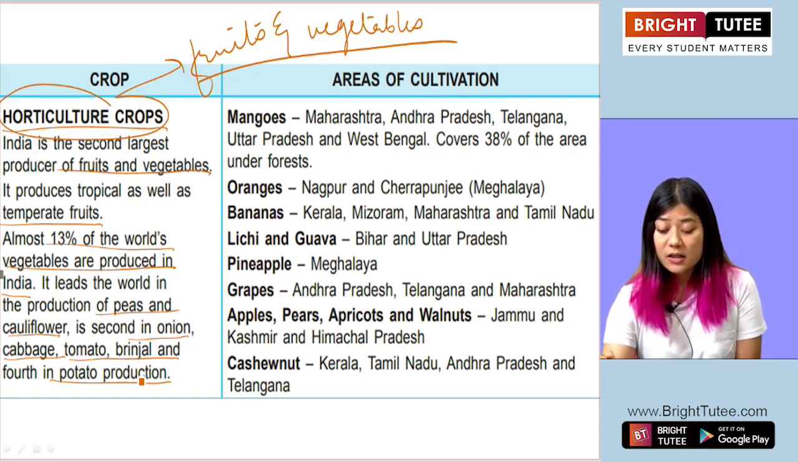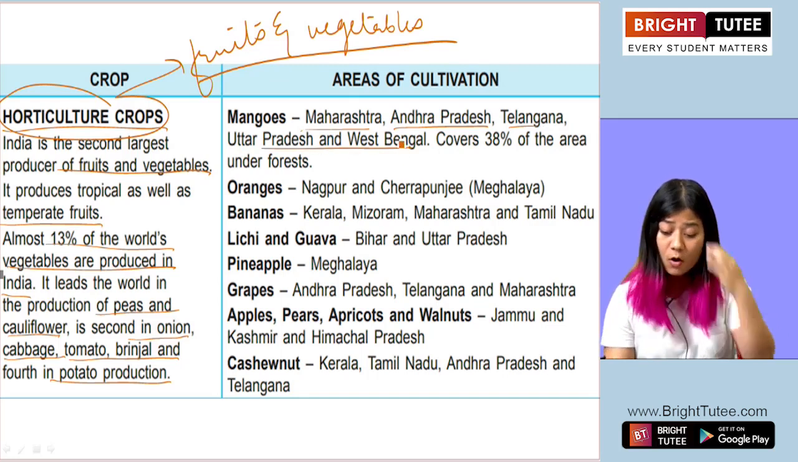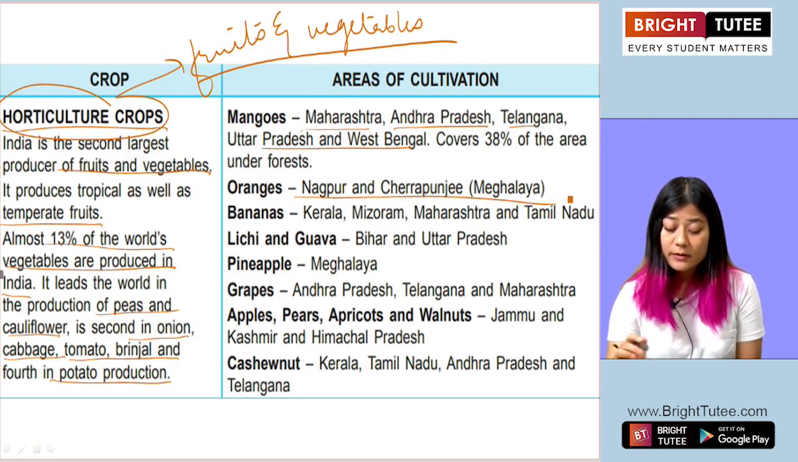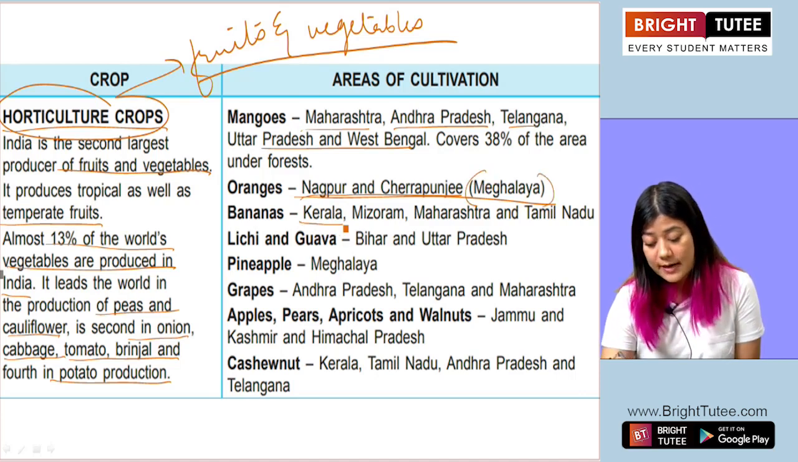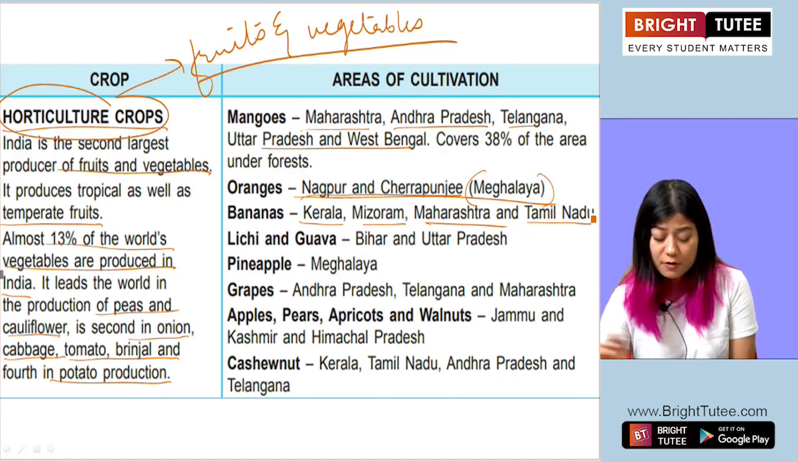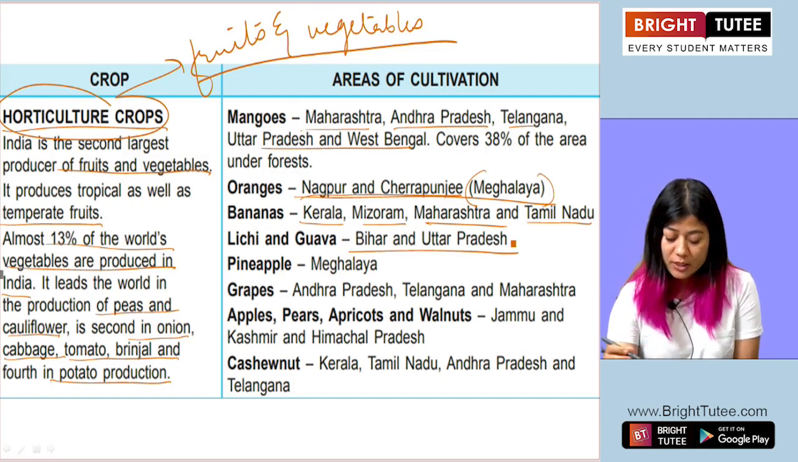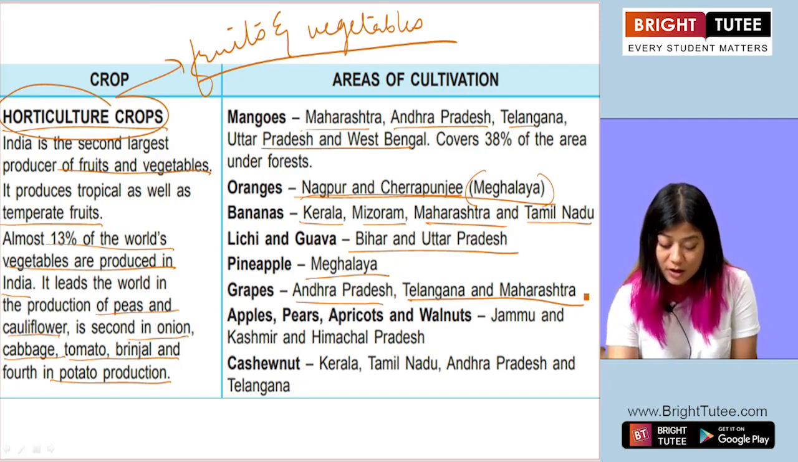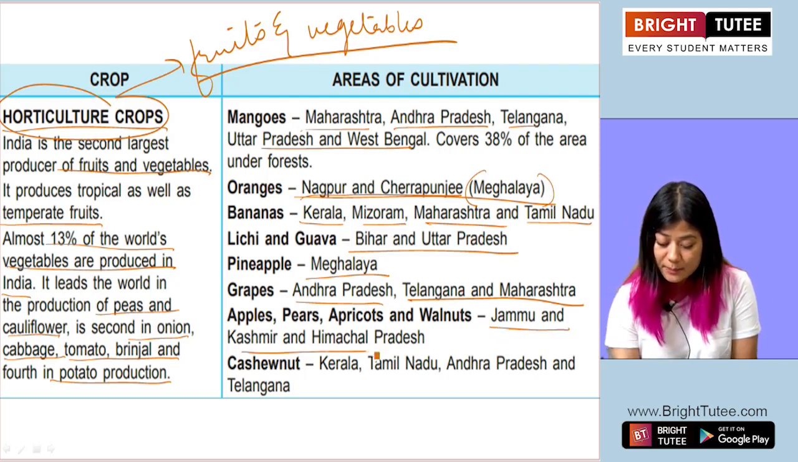Mangoes in our country are cultivated in the states of Maharashtra, Andhra Pradesh, Telangana, Uttar Pradesh and West Bengal. Oranges are cultivated in Nagpur and Cherrapunji in Meghalaya. Bananas are grown in Kerala, Mizoram, Maharashtra and Tamil Nadu. Lychee and guava are grown in Bihar and Uttar Pradesh. Pineapple in Meghalaya, grapes in Andhra Pradesh, Telangana and Maharashtra. Apples, pears, apricots and walnuts in the states of Jammu and Kashmir and Himachal Pradesh.